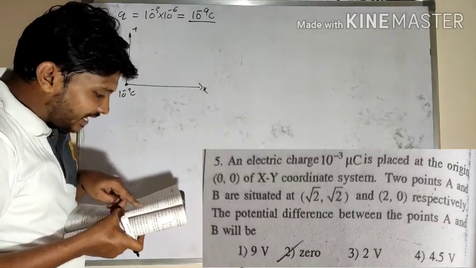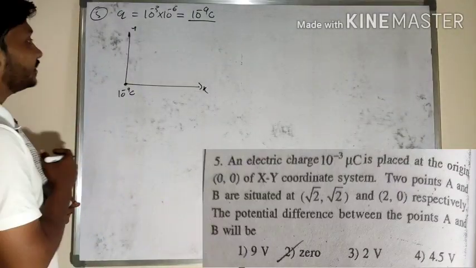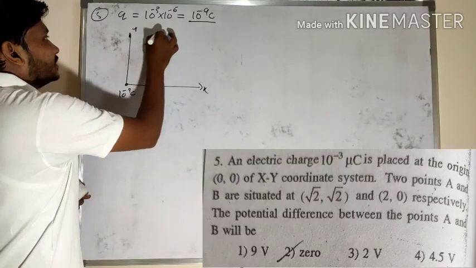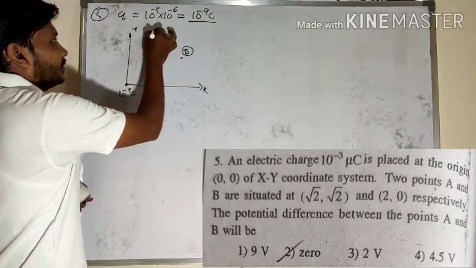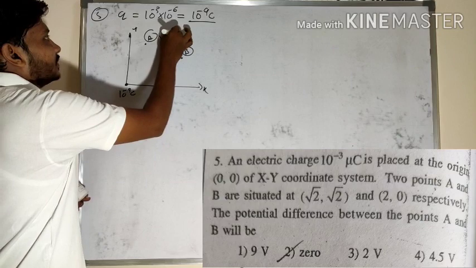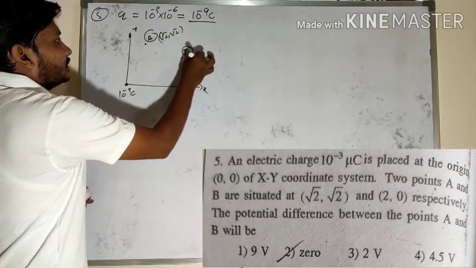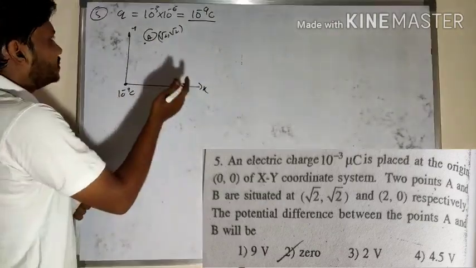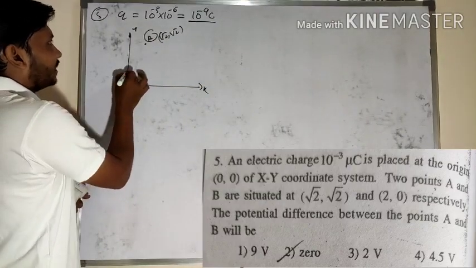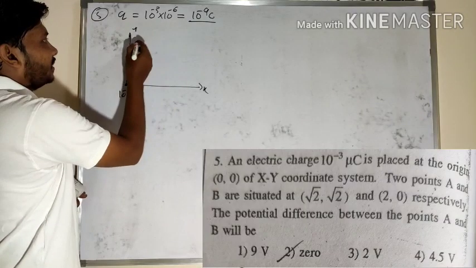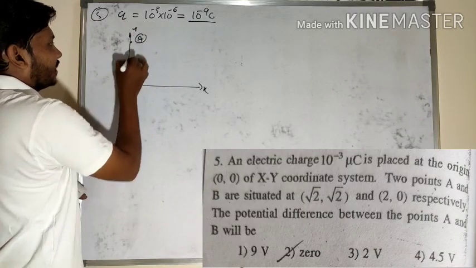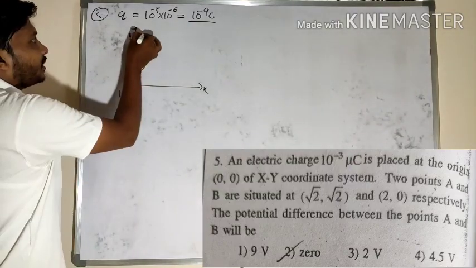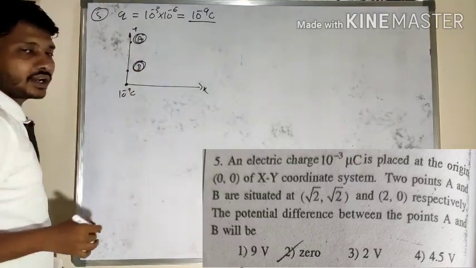Potential difference between A and B will be, so I want to calculate the potential difference between the 2 points here. For example, this is point A and this is point B. This position is root 2 comma root 2, and this one is 2 comma 0. So 2 comma 0 means the y coordinate value is 0. So point A you can consider here, and point B here. Let me find out the potential at point A as well as the potential at point B.